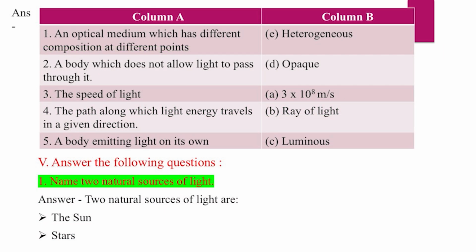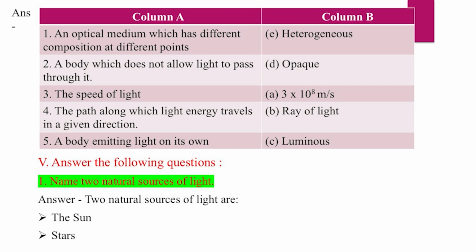Answer. 1. An optical medium which has different composition at different points: E. Heterogeneous. 2. A body which does not allow light to pass through it: D. Opaque. 3. The speed of light: A. 3 into 10 to the power 8 meters per second. 4. The path along which light energy travels in a given direction: B. Ray of light. 5. A body emitting light on its own: C. Luminous.